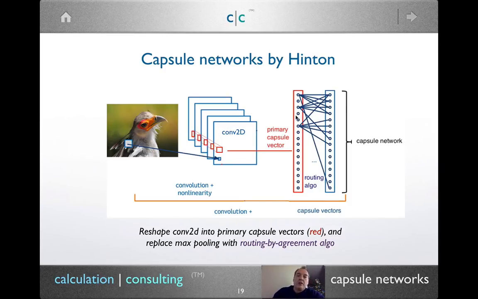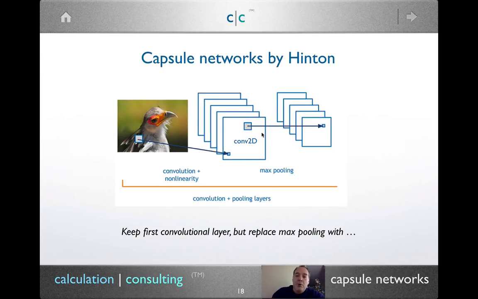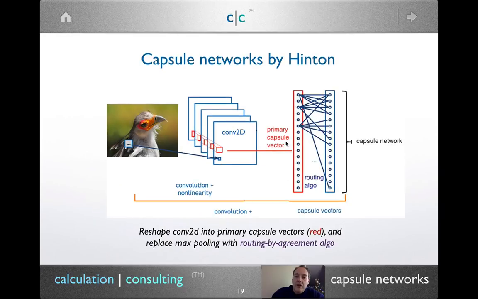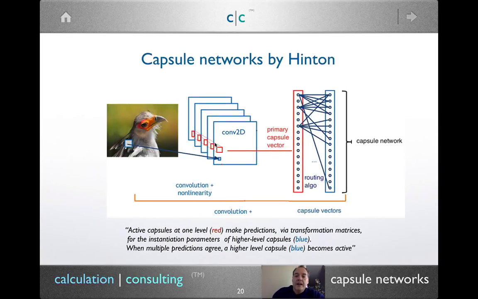So the first part to realize is that we replace max pooling with vectors. We just reshape our convolutional network. And sort of the way that Hinton says is that active capsules at one level, which are red, make the predictions, and then via transformation matrices for the instantiation parameters of the higher capsules.